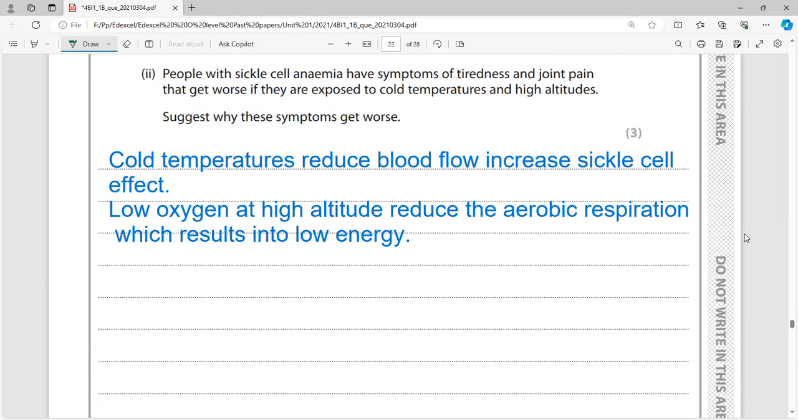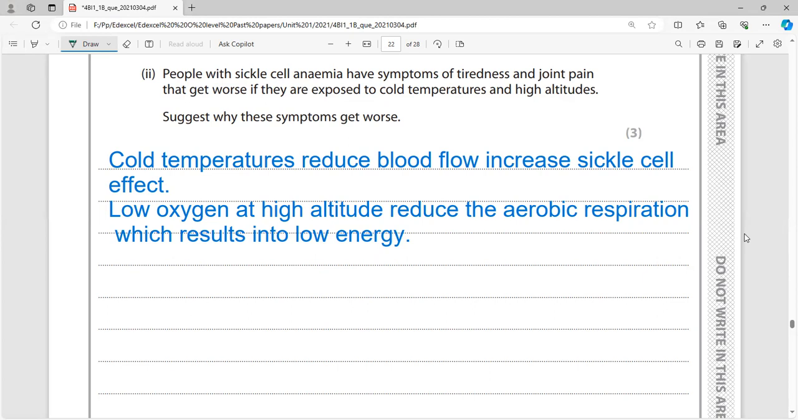The people with sickle cell anemia have symptoms of tiredness and joint pain, and they get worse if they are exposed to cold temperature at high altitude. So explain why these symptoms get worse. The cold temperature reduces the blood flow, which increases the sickle cell effect. Number two, low oxygen at a high altitude reduces the aerobic respiration. As a result, if there's low energy in the body, that causes severe tiredness.